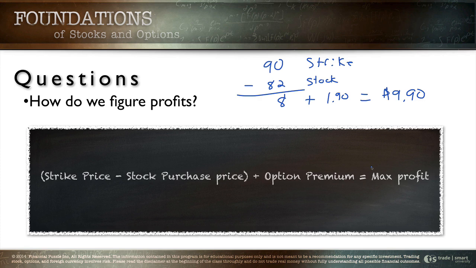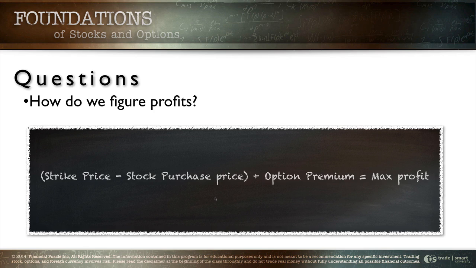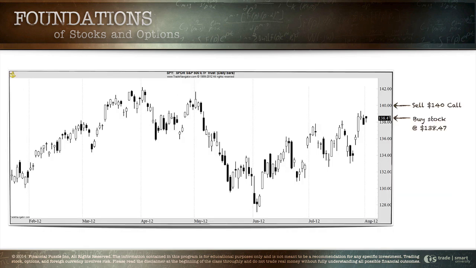All right, let's do another one here. We're going to sell a $140 call option on the Spiders. We're going to buy the stock at $138.47. So let's go over to our option chain. We're going to walk all the way through this now, Anthony. We're going to sell the call at a 140 strike price and buy the stock at 138.